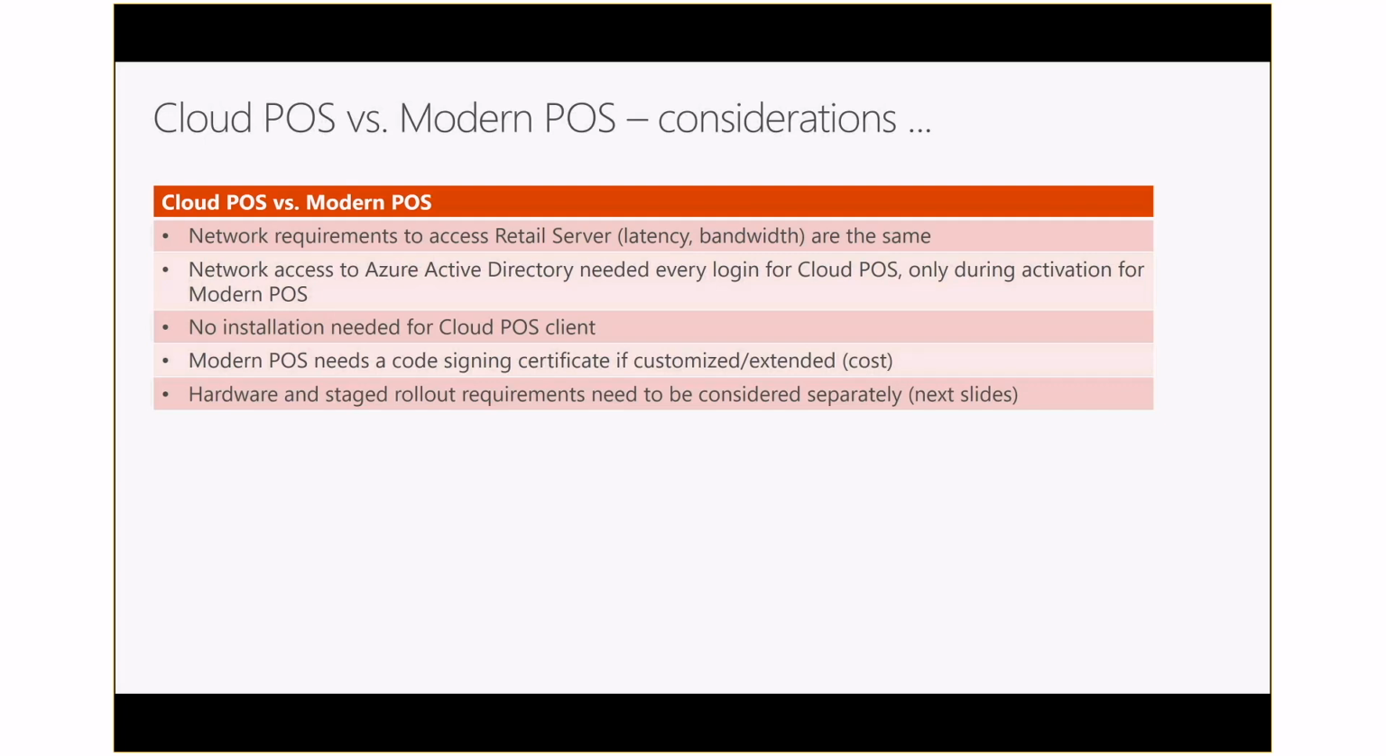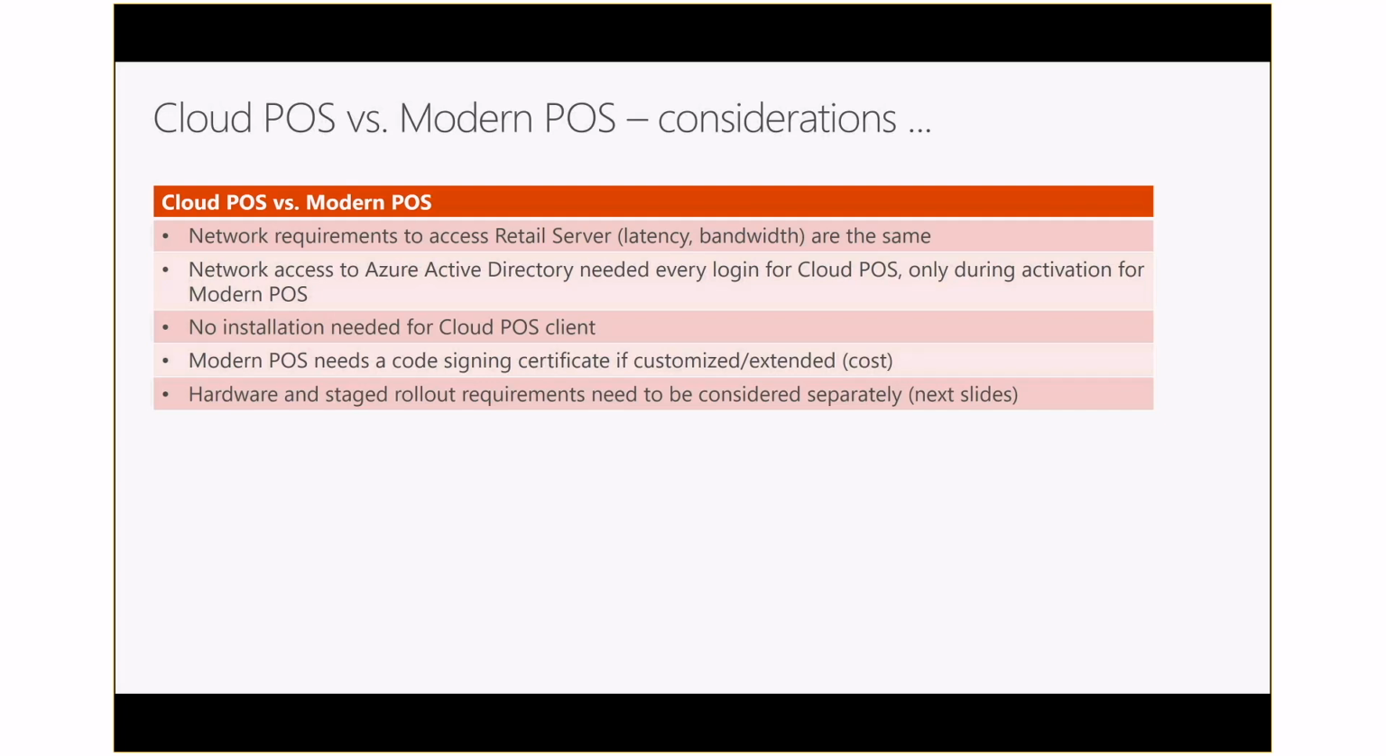Modern POS also requires a code signing certificate if any type of customization or extension has been performed by the partner or ISV. And the reason for that is that the only Modern POS package that Microsoft ships uncustomized already has a valid code signing certificate. So some people might have seen this: if you play with customizations and make a change and recompile Modern POS and install it, you will get a warning about the signing certificate not being trusted.